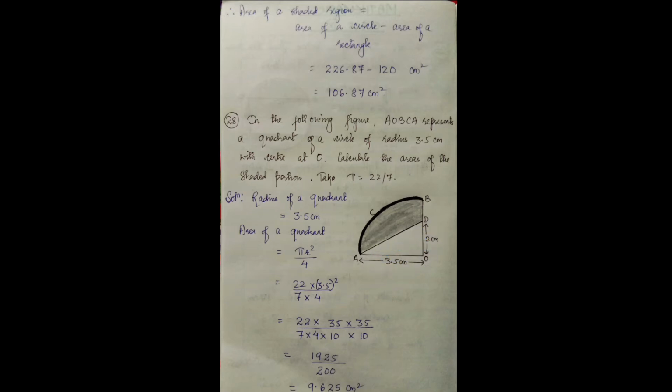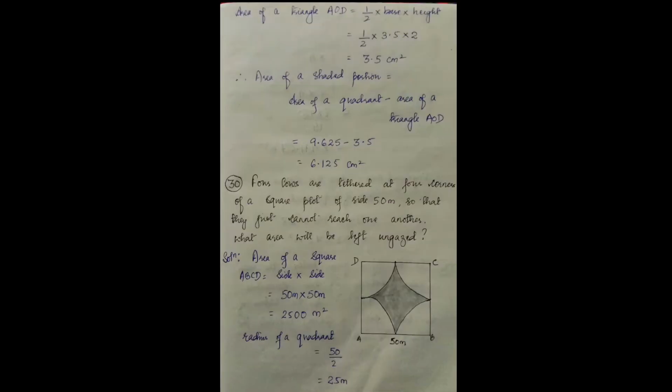So we have to apply here half into base into height. See here, the formula is half into base into height. So base is 3.5, height is 2. Now we will cancel this 2 and 2. It will be 3.5 centimeter square.